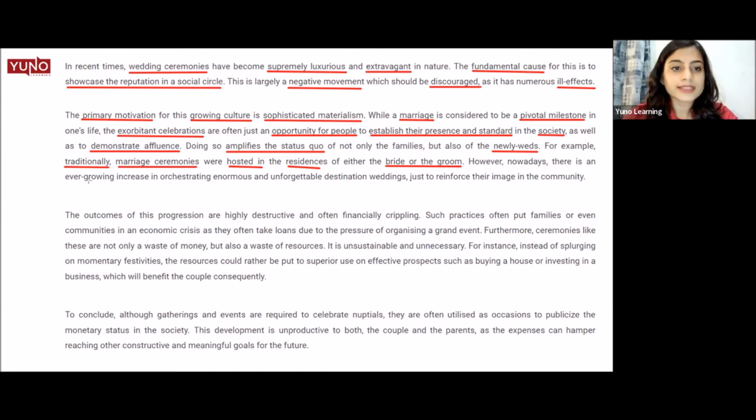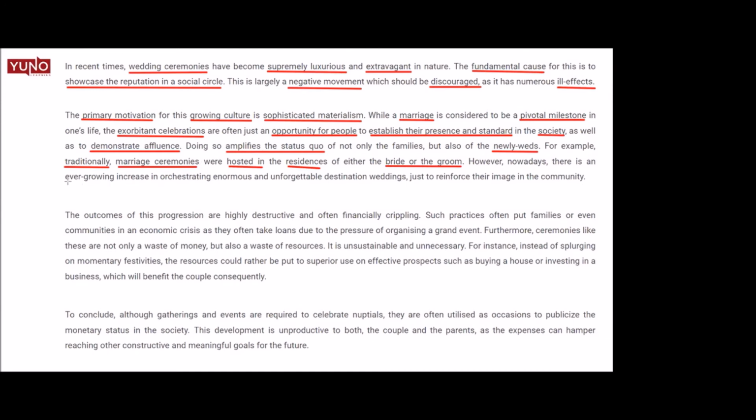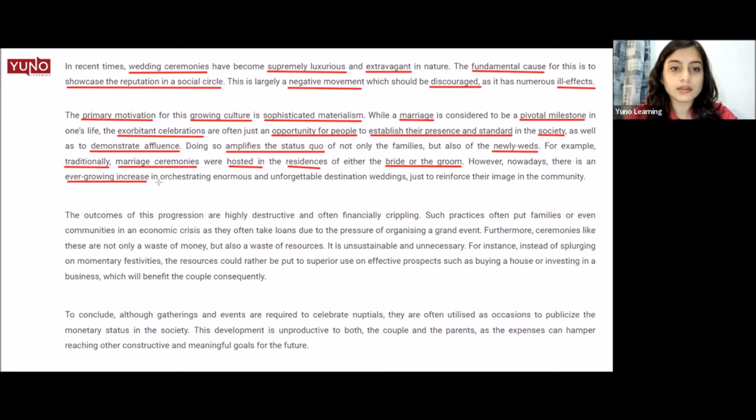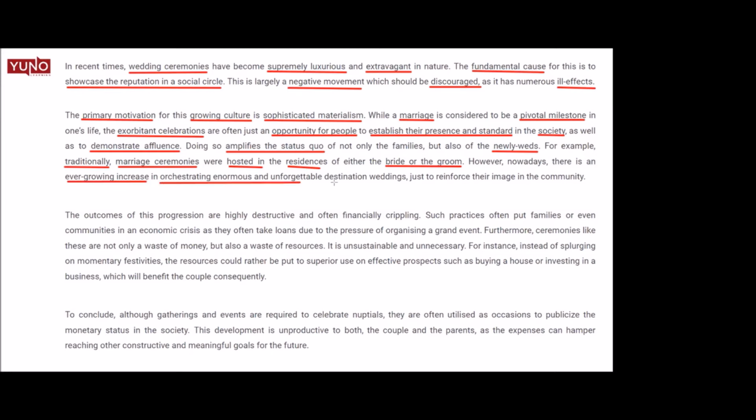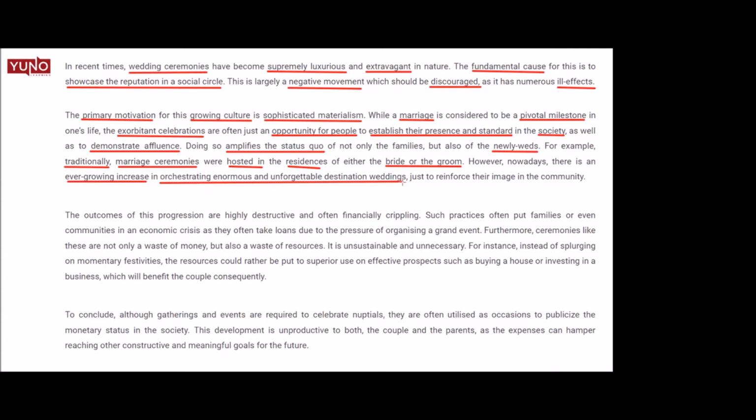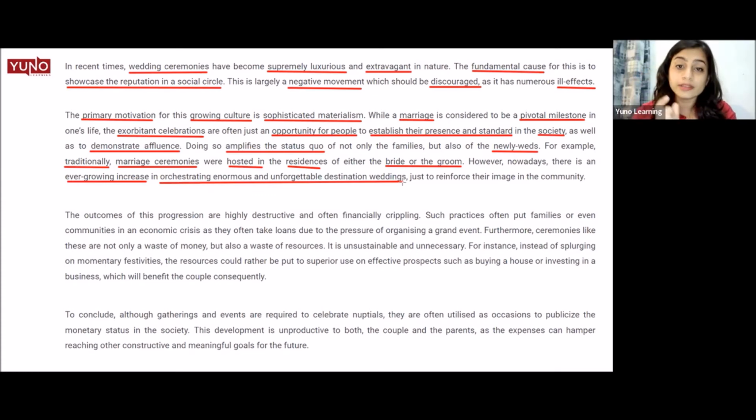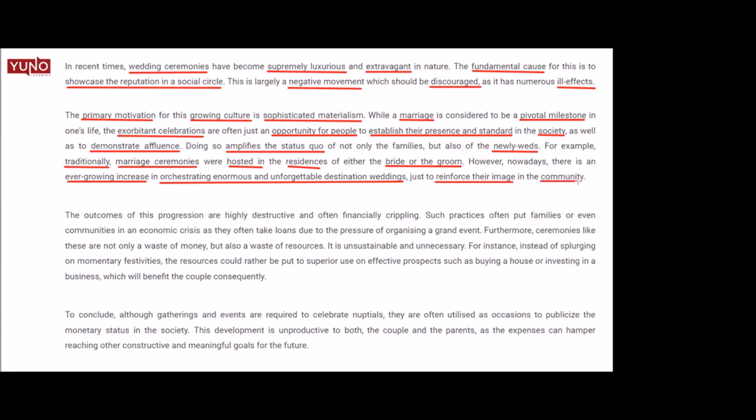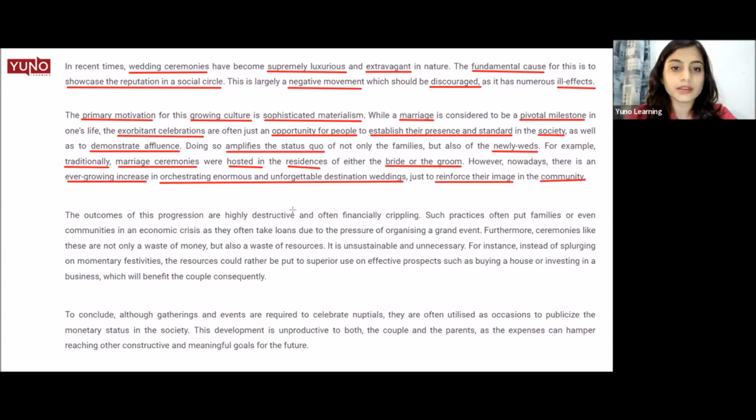Okay, let's look at some more words. Ever growing, increase. Something that is increasing, so ever growing increase. Orchestrating, enormous and unforgettable. Destination wedding. So it's a great term. I've used adjectives, I've used phrases, I've used certain words which go together in a pair. And it's good. It just gives a feeling that the essay is completely on topic and all the words are directing at one particular point, which is weddings. All right. Reinforce the image, community. So instead of society, I wrote community this time. It means the same thing, but different words. Let's move on to the next paragraph.